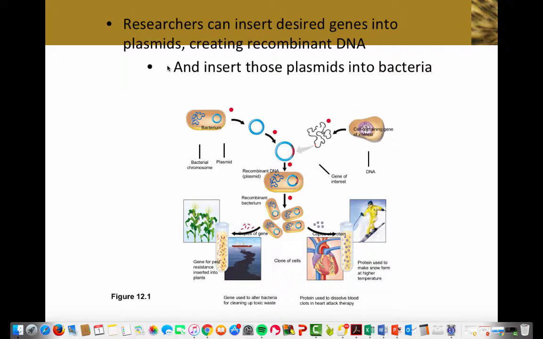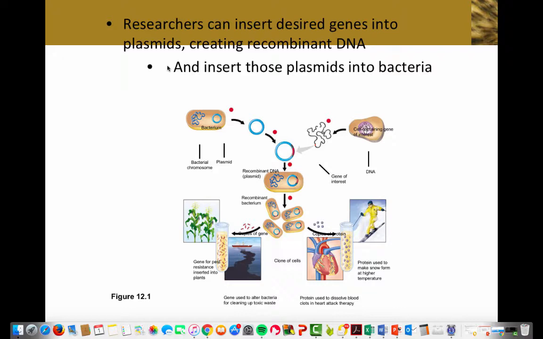This is how Monsanto was able to create plants that were Roundup resistant. They make a protein that makes Roundup not toxic to them. You can also do this: genes have been used to alter bacteria to help clean up toxic waste. They add a gene in there that will help eat up or break down whatever toxic waste is there. They've also made copies to help with human diseases, right? They can put in proteins that dissolve blood clots in heart attack therapy. You can also talk about proteins used to make snow form at higher temperatures.